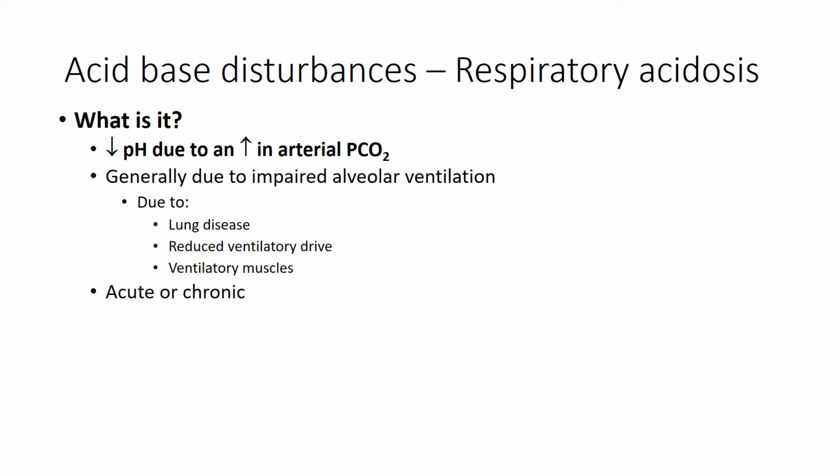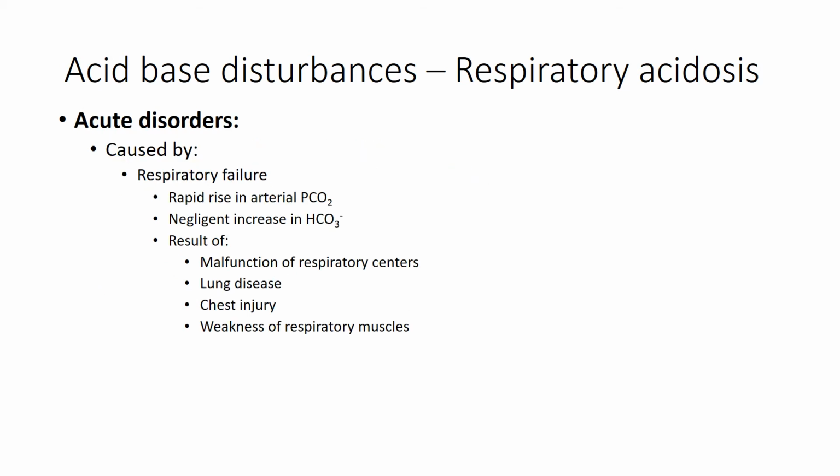This can be acute or it can be a chronic condition, such as in lung disease. That would be a chronic condition, right? Whereas acute would be maybe something that affects the ventilatory drive. In acute disorders, we have a rapid increase in arterial PCO2, meaning we're not ventilating our lungs enough. This is independent of the increase in bicarbonate.